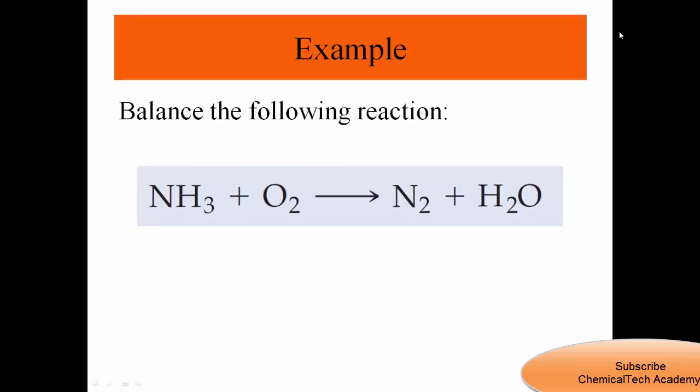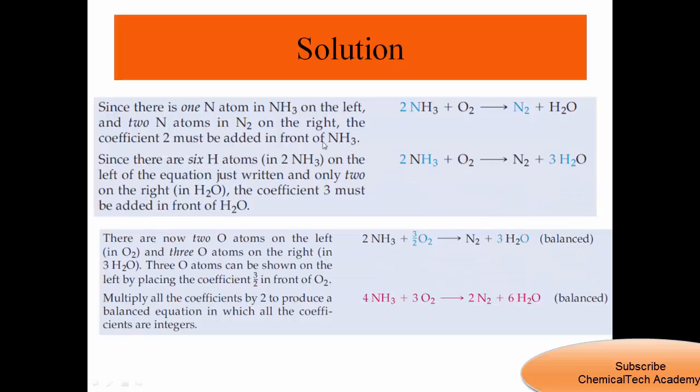For example, here we have this chemical equation, we want to balance it. We have NH3, which is ammonia, plus O2. It's going to give us N2 plus H2O. So we need to balance this chemical equation. First, since there is only one nitrogen atom in NH3 on the left and 2 nitrogen atoms in N2 on the right, the coefficient 2 must be added in front of NH3. So we add this 2 here. So now you can see the number of atoms of nitrogen are balanced.